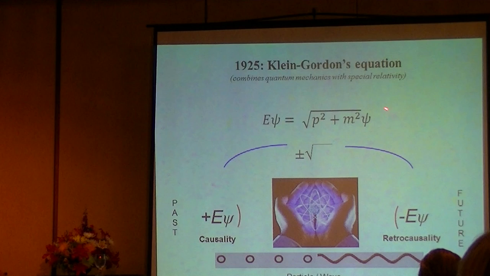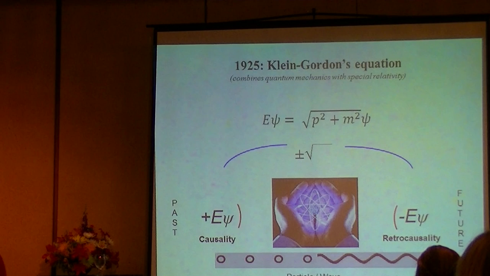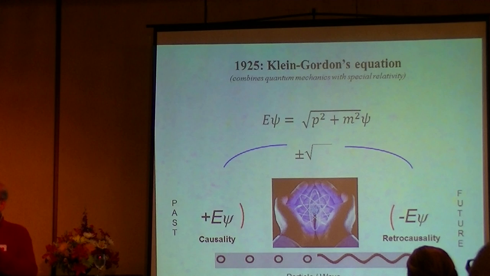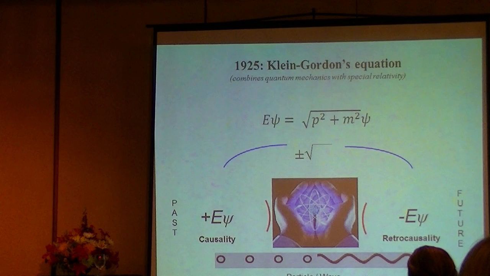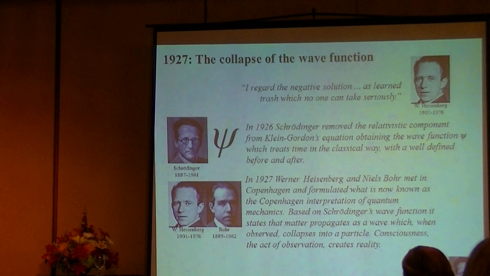Now we have again the very inconvenient square root with a positive and a negative solution. So we have causality and retrocausality. We have particles and we have waves. So in a way, this equation explained in a very straightforward way why we have a dual nature of matter, because the wave nature was the backward in time solution, while the particle nature of matter was the forward in time causality. But the reaction to this dual solution was very negative. Heisenberg said, "I regard negative solution as little trash which no one can take seriously." So it was really a valid solution.